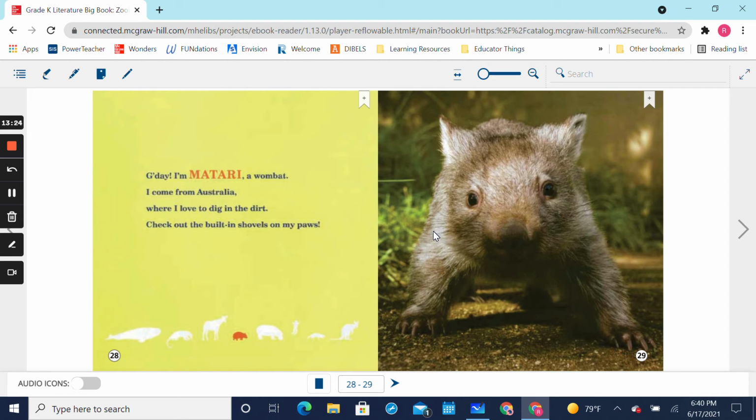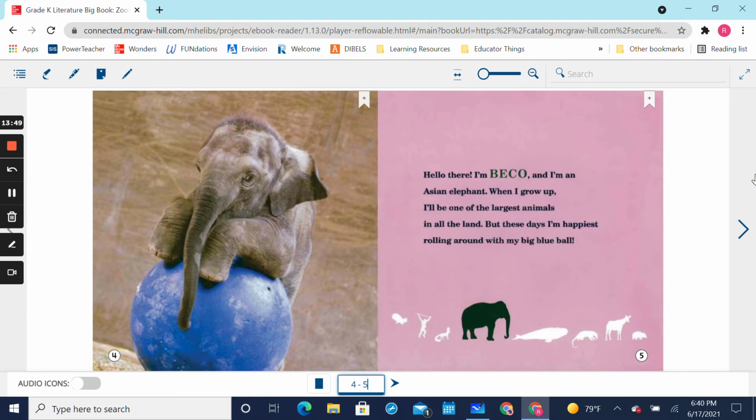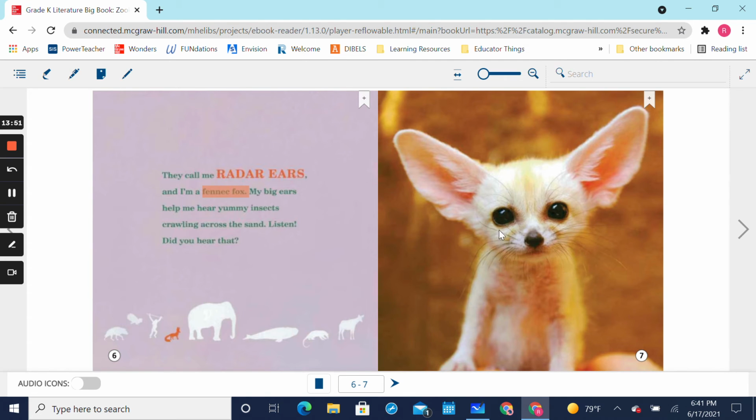Now wait a second here. I have a question for my friends. If we flip back for a second, let's go back to page 4. My question is, how is the wombat, and this is our friend Matari the wombat, how is the wombat like the fennec fox?